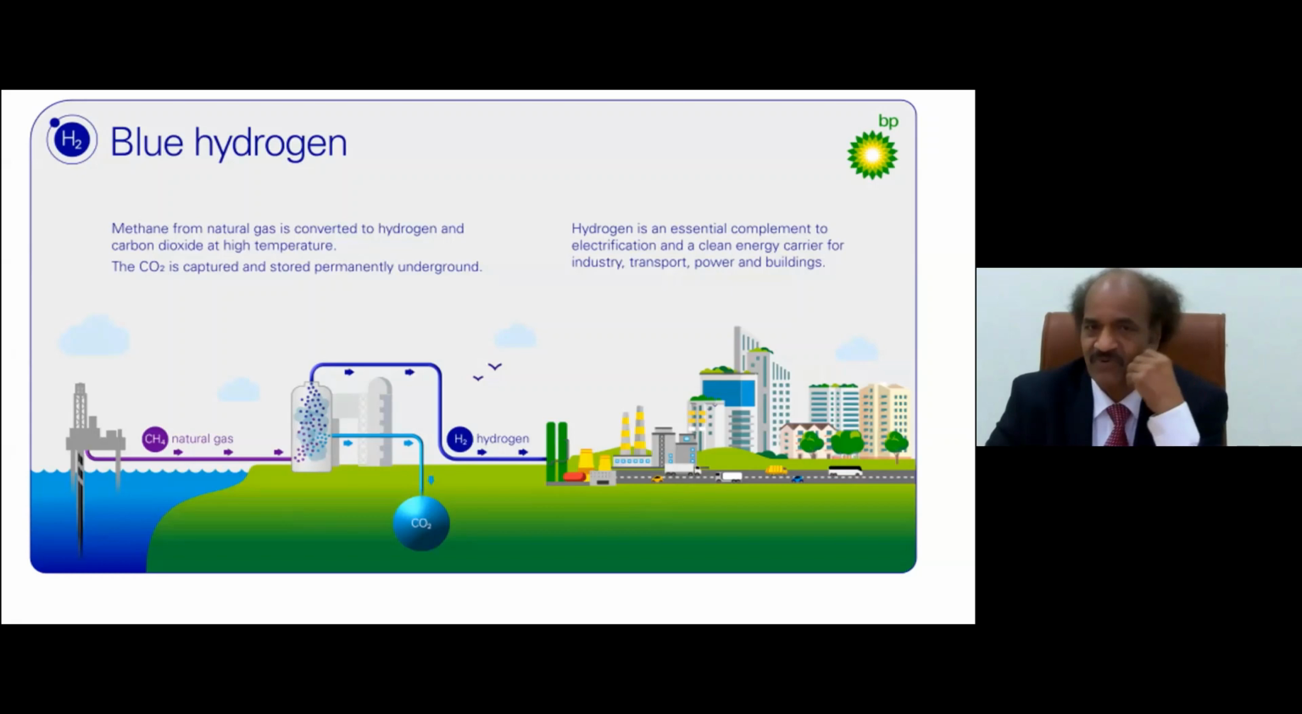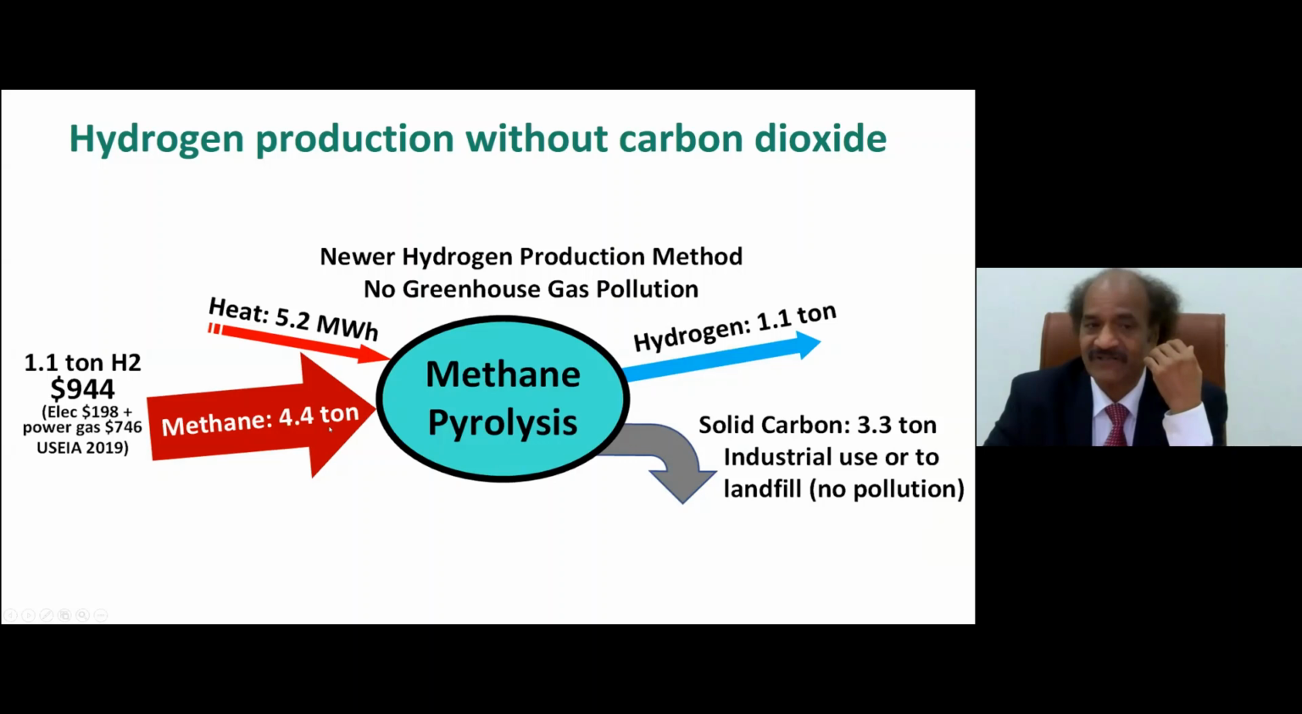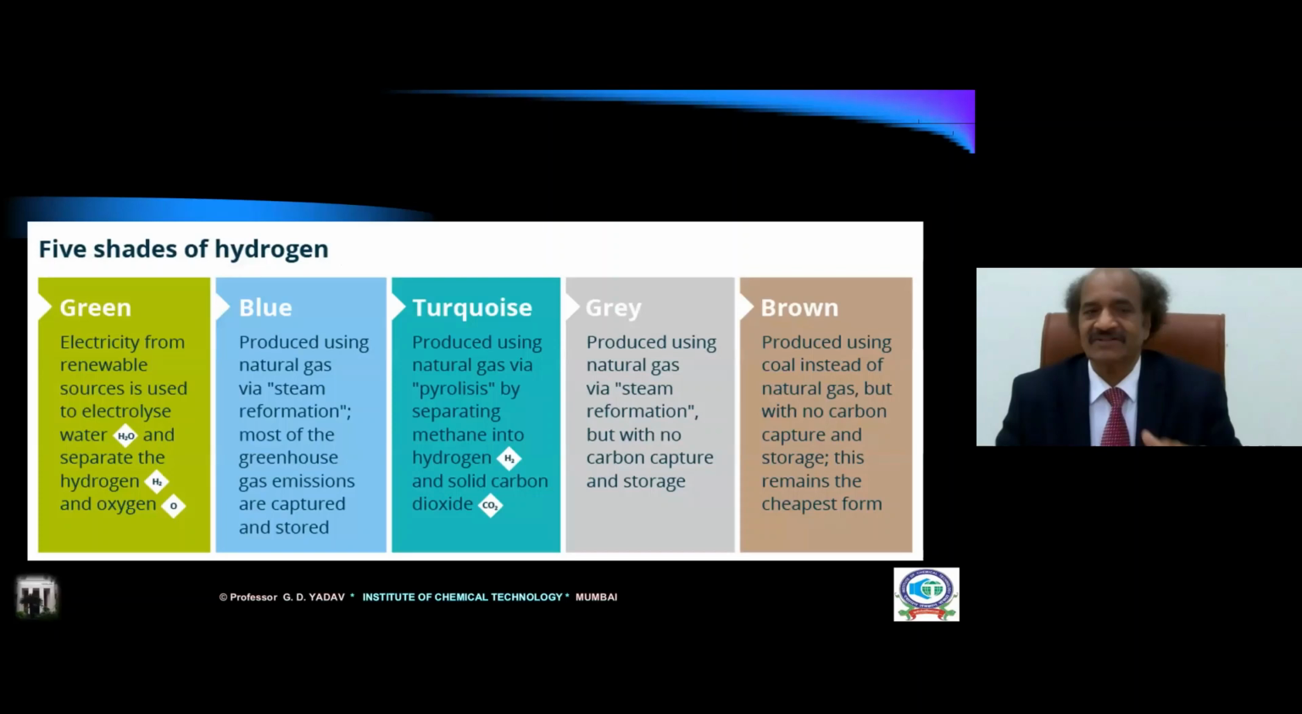And in methane pyrolysis, if you take 4.4 tons of methane, you get 1.1 ton of hydrogen, and the carbon is something like 3.3. So that 1 ton of hydrogen costs something like $944. This is the calculation done by some of these people in the international union. So now, instead of just three, they are talking about five shades of hydrogen. They say green, then blue, turquoise, gray, and brown. Gray is steam reformation, but no carbon capture. That is what they are saying.